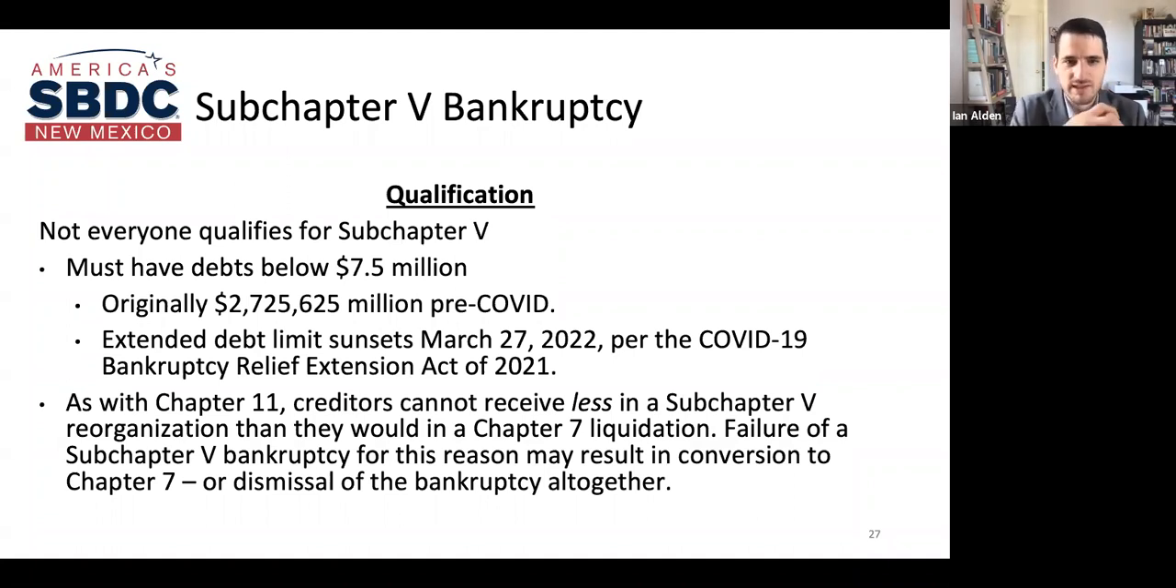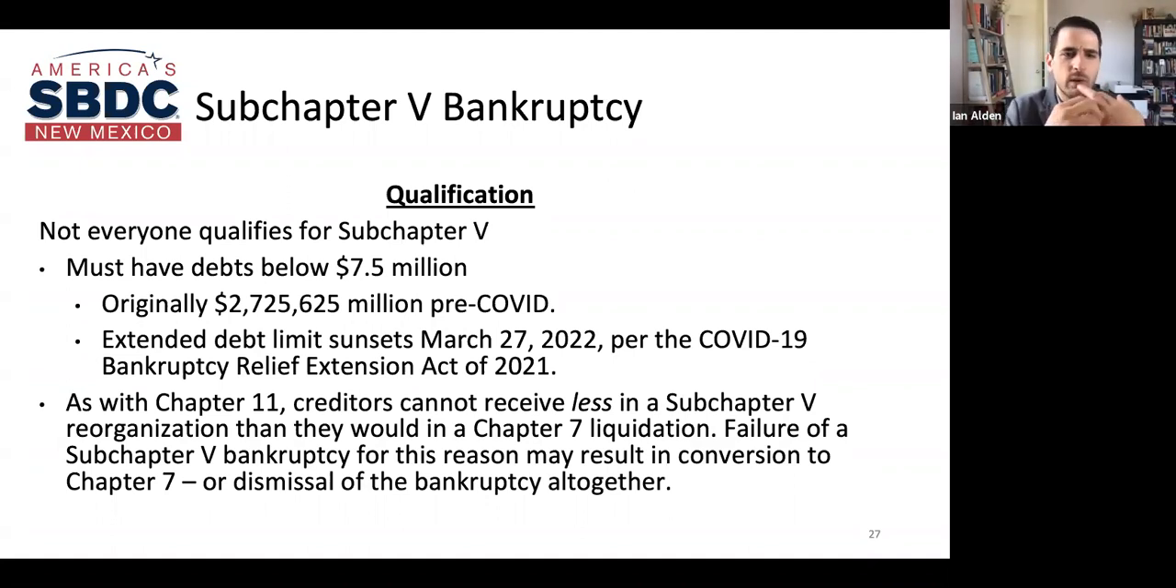That was supposed to sunset this year, but the latest stimulus bill extended that until March 27th of next year. So you have until then to get in under Subchapter V with the higher debt limit.